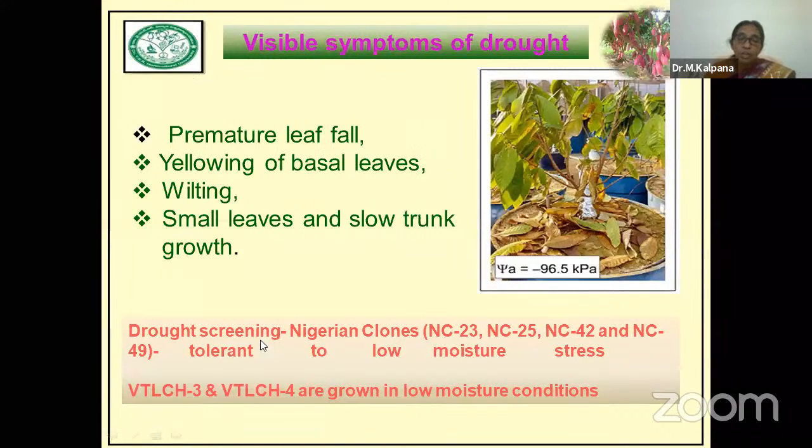So in such types of conditions, we have to go for the drought tolerant Nigerian clones. These were identified by the Tamil Nadu Agricultural University, whereas the CPCRI research station has identified VTLC hybrid cocoa hybrids 3 and 4 as the varieties for low moisture conditions.